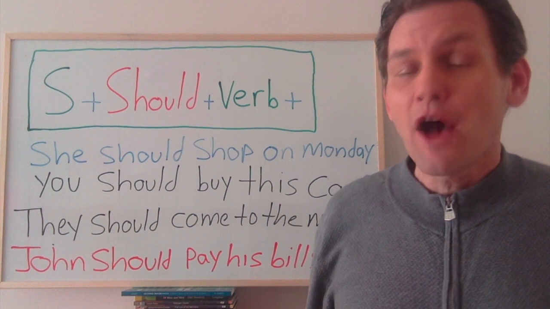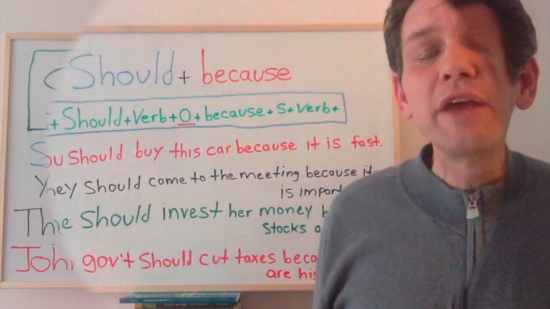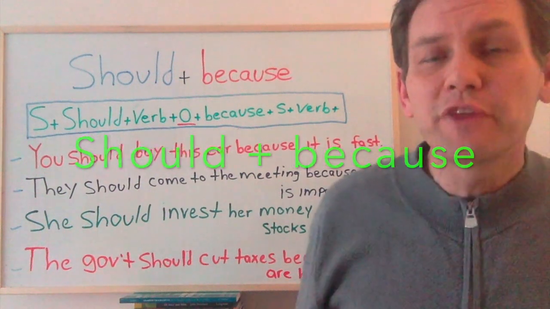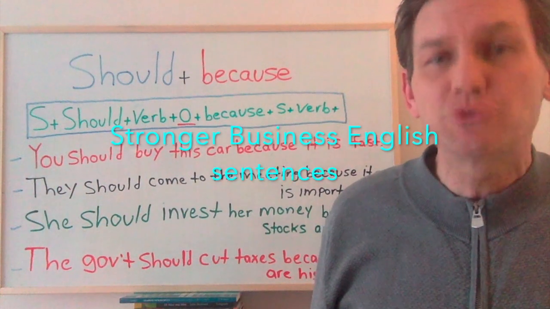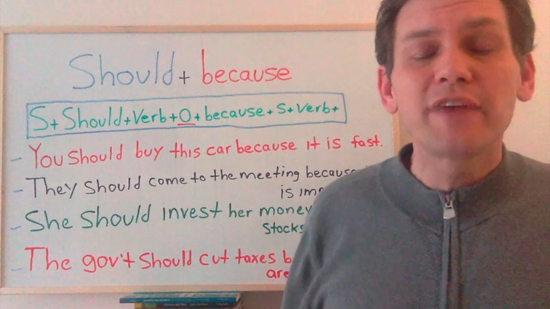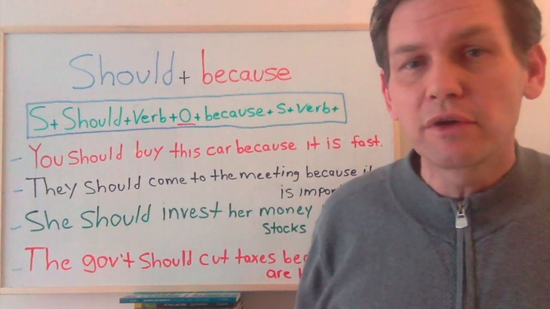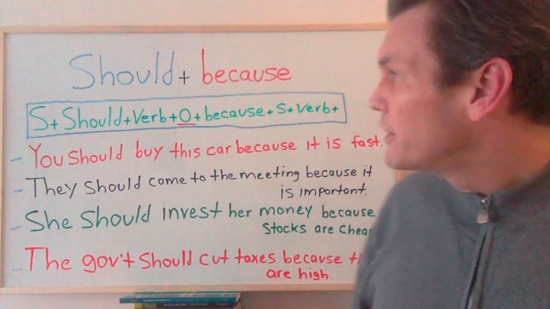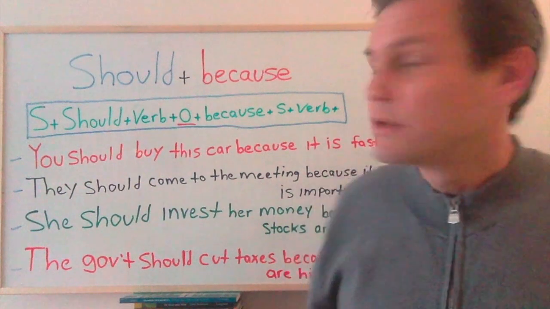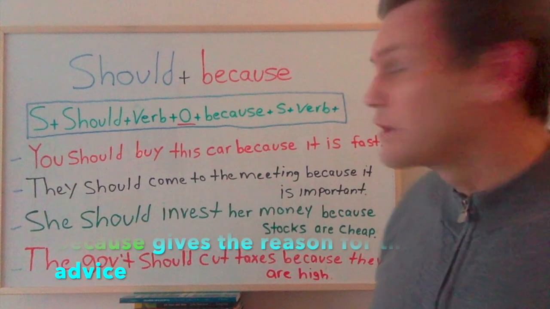But how can we make these sentences even stronger? Using should plus because will make your business English sentences much stronger. Because is a linking word which introduces reason. Remember here, should is the advice or recommendation. Because here will give the reason for the advice.